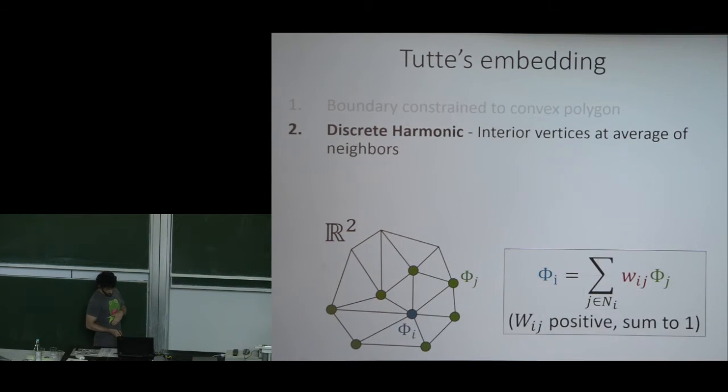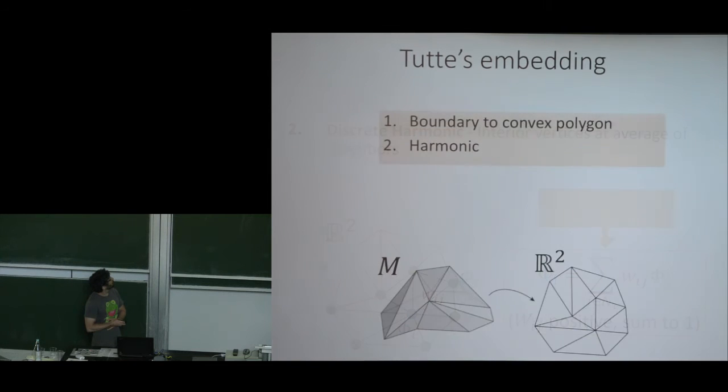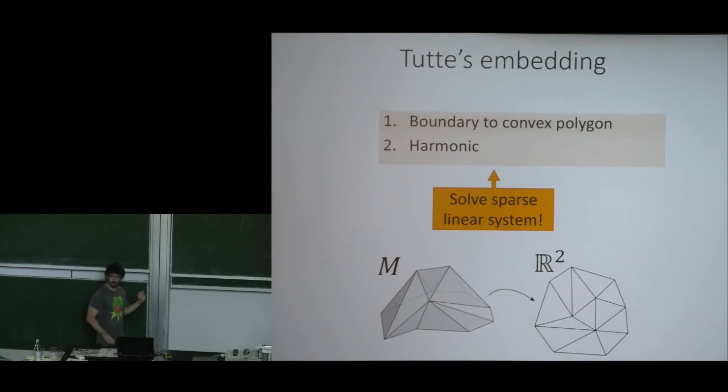And actually, we can use any set of positive weights as long as they sum to 1 and require that the vertex lies in their average. This is just a way to write a weighted average, right? And again, you can see that this equation is linear in phi. So we have two simple conditions, constraints that we want to enforce. And this leads to a sparse linear system that we can solve easily and get an embedding.